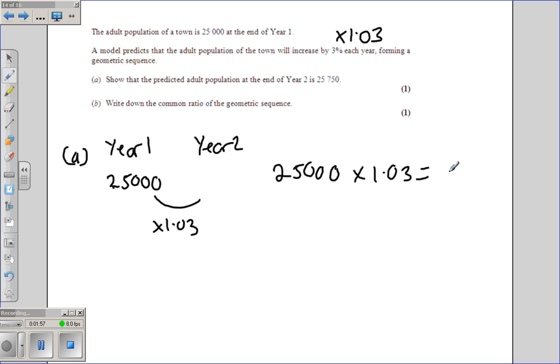So you're doing 25,000 times by 1.03, and you should get what they want. Let's double check. 25,000 multiplied by 1.03, 25,750. So that's part A. Part B, write down the common ratio of the geometric sequence. It's the 1.03 because that's what you're multiplying by. Done. So that's 2 marks.